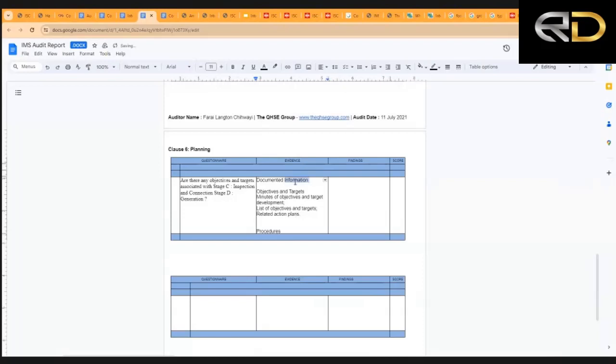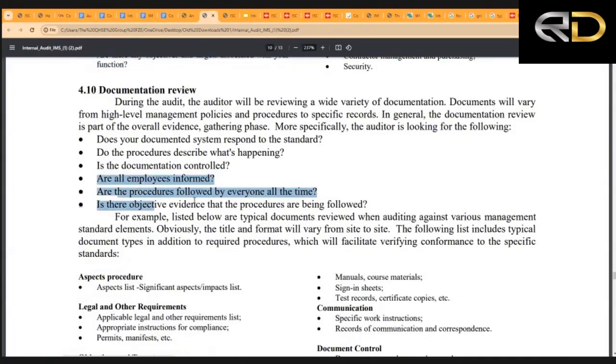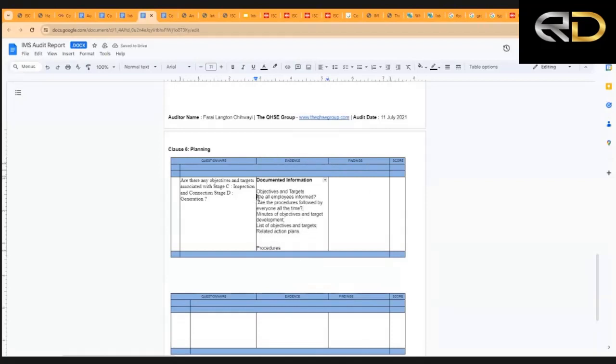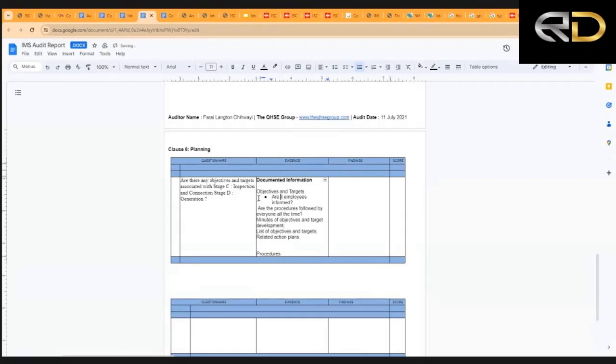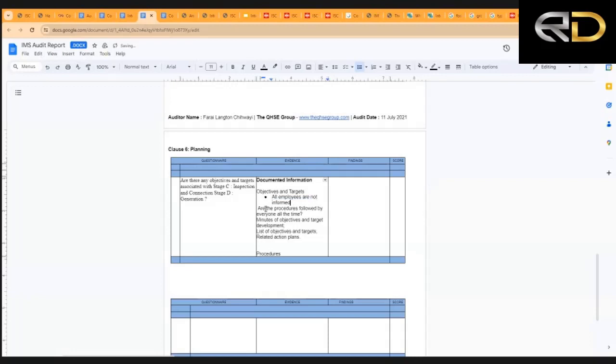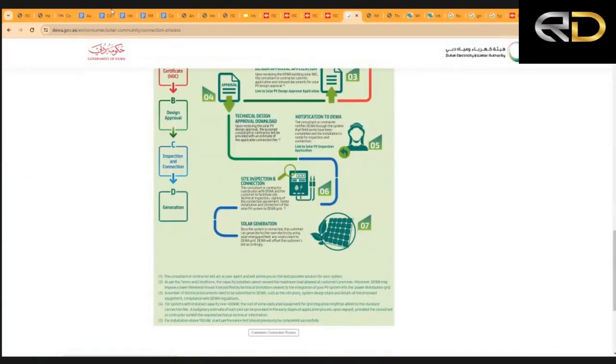The audit report is basically you reporting on what you found. So I'm going to say the objectives and targets, as you can see right here, this was the red. When I looked at these objectives and targets, this is what I did not see. So I'm going to say all employees are not informed. And then the procedures are not being followed by everyone all the time. I'm trying to keep it as simple as that. This is what I saw when I conducted this audit in step number 6, step number 7, just as an example.